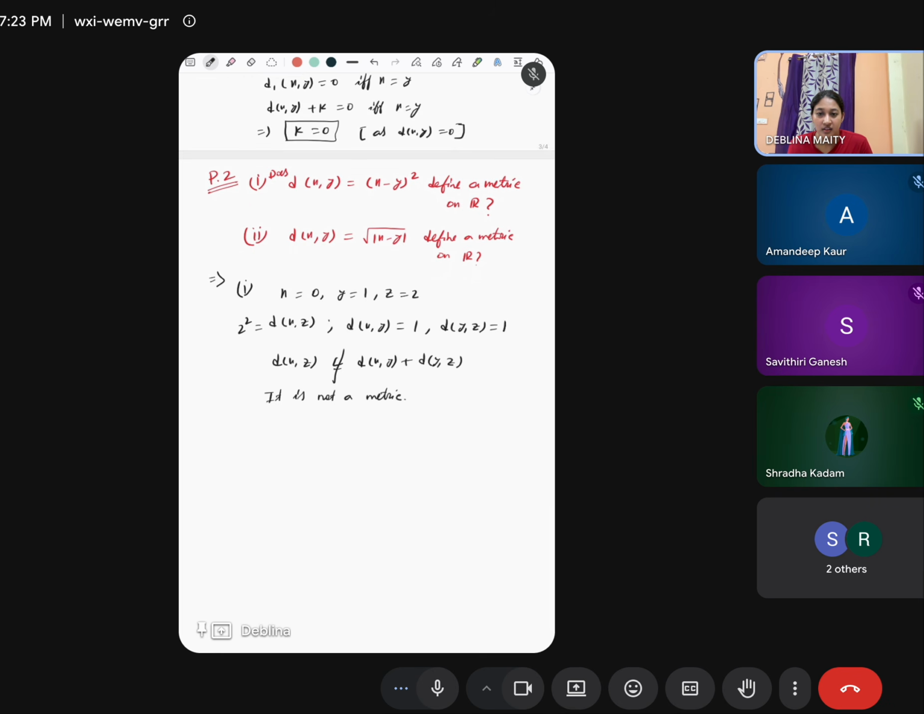So what about the second one? Is it a metric or not? If you can do this, you can answer. Okay, so Amandeep, are you listening?